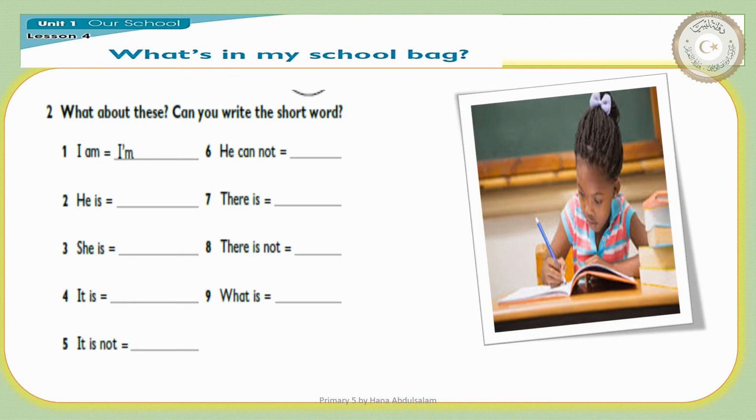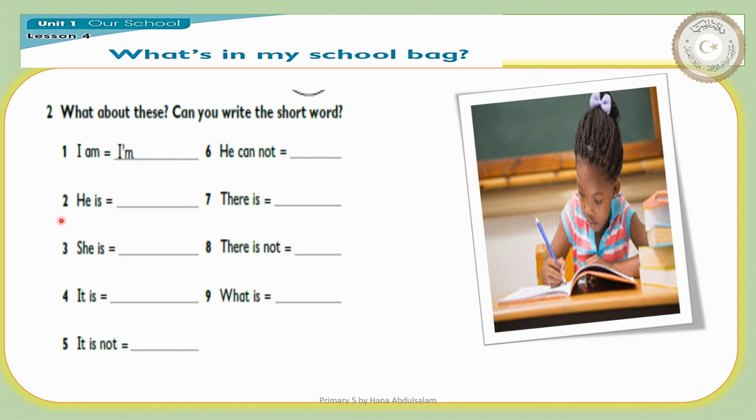What do we have in number 2? Can you write the short forms? We are going to write the short forms here. Can you see here, I am? We drop the a, and we write an apostrophe there. So it becomes I'm.